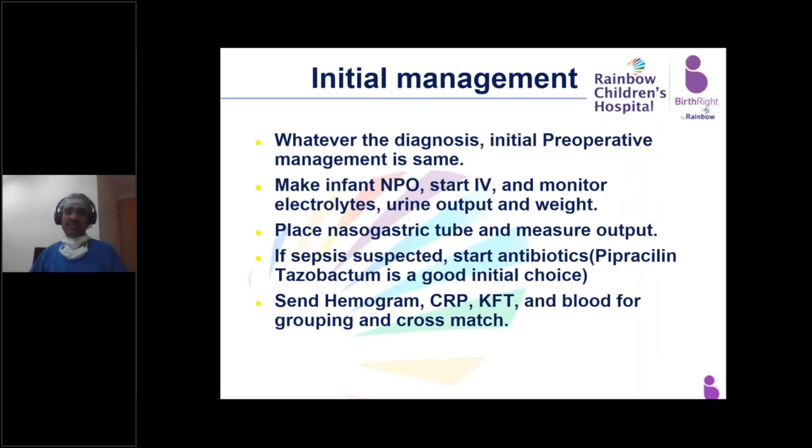But whatever the diagnosis, the initial pre-operative management is the same. Make the child nil per oral, give extra intravenous fluid, monitor serum sodium, potassium, urine output and weight, place a nasogastric tube and measure the output of the nasogastric tube. Start antibiotics if you are suspecting sepsis, for example piperacillin tazobactam is a good choice, and send hemogram, that is CBC, CRP, KFT, and maybe blood grouping and cross matching.